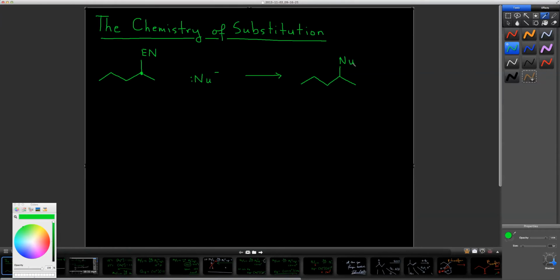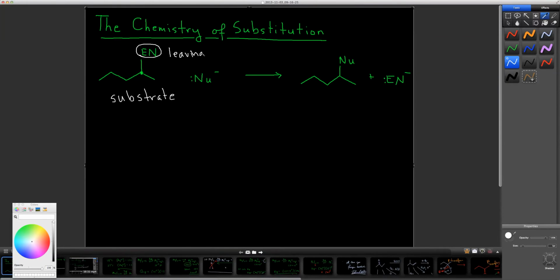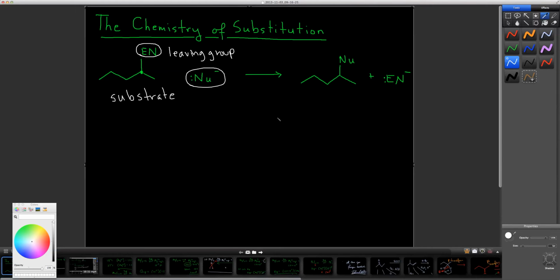So now I have a carbon nucleophile bond and the electronegative group is now left with the electrons that it formerly shared with the electrophilic carbon. We call the carbon molecule that has this electronegative group the substrate. We call the electronegative atom or groups of atoms the leaving group. And of course, the atom or group of atoms that replaces the leaving group is the nucleophile.